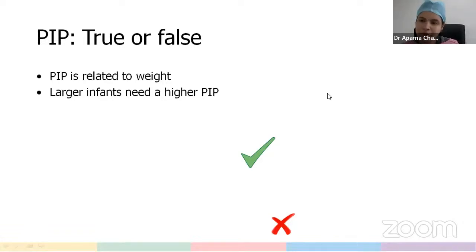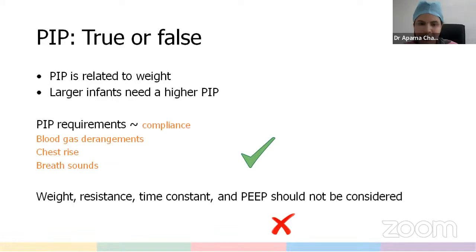The lesser the compliance, irrespective of whether the baby is an 800-gram baby versus a 3 kg baby, if the lung compliance is very, very less, then the PIP required automatically will be more. Whereas in a very well compliant lung, normal compliant lung, the PIP required will be relatively less, maybe 14, 15, 16, we may be able to achieve good chest rise. So the second statement, larger infants need a higher PIP, that is also false. PIP requirements, as we discussed, are determined by the compliance of the lung, and these are assessed periodically by looking at PaCO2 in the blood gas and the chest rise as well as the breath sounds.